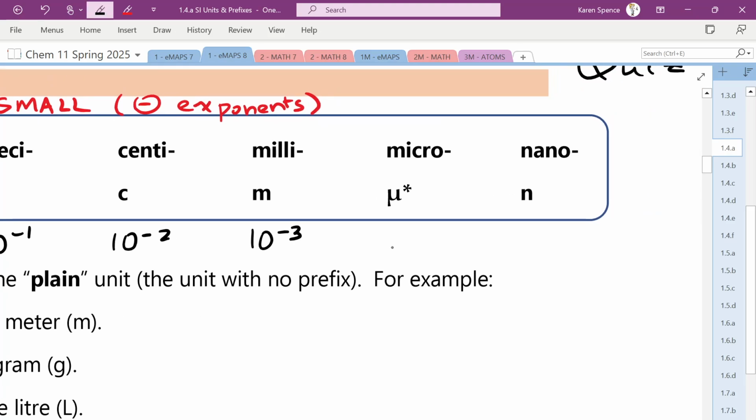What do you think micro is going to be then? Negative 6. Because you see that's another difference of 10 to the 3, or actually 10 to the negative 3 here. And then nano would be 10 to the negative 9, because once again, we're getting smaller by 10 to the negative 3.